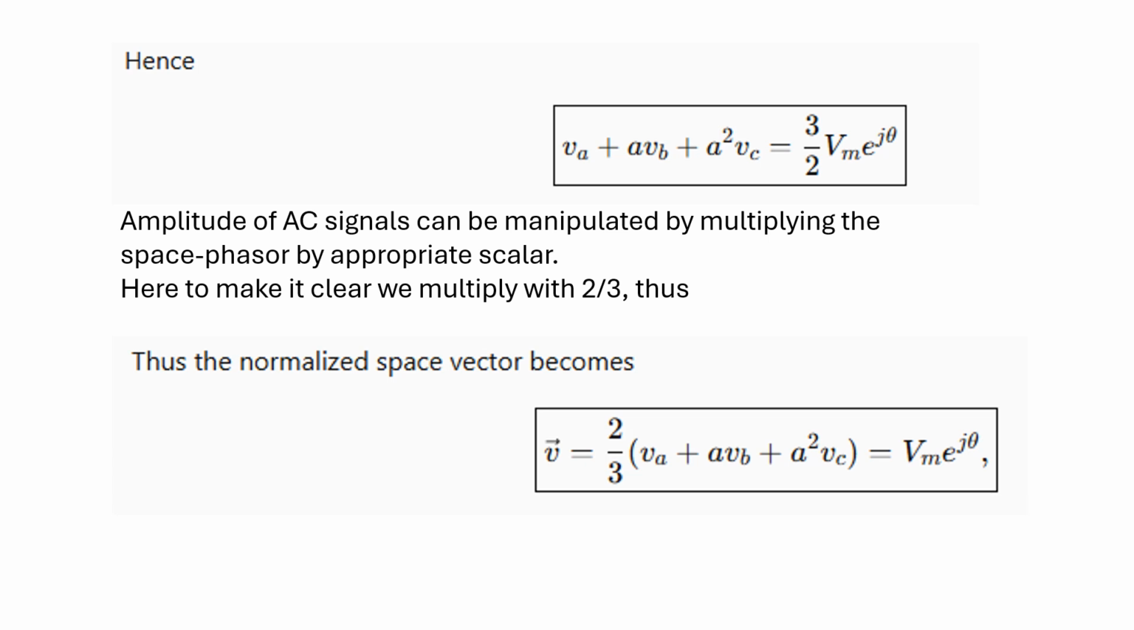The amplitude of the AC signal can be manipulated by multiplying the phasor with an appropriate scalar. Here, to make it clear, we multiply it with 2/3. That is, we are normalizing the above quantity in order to remove this 3/2 factor. So we are multiplying VA plus aVB plus a squared VC with 2/3 in order to remove this 3/2, so that we will end up with the equation Vm e^(jθ).